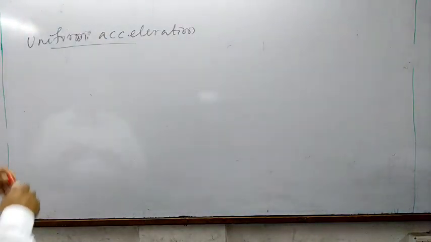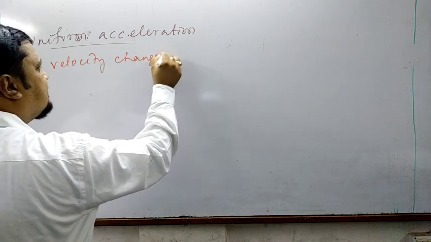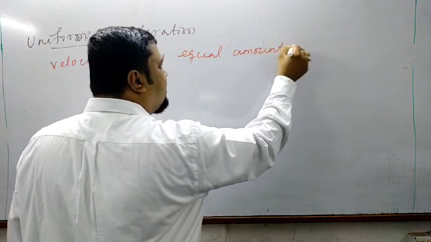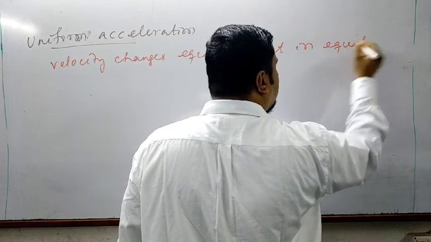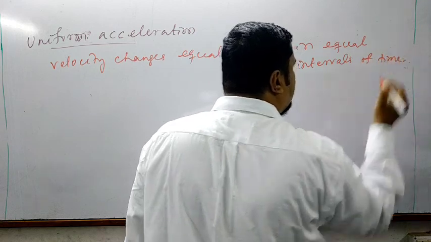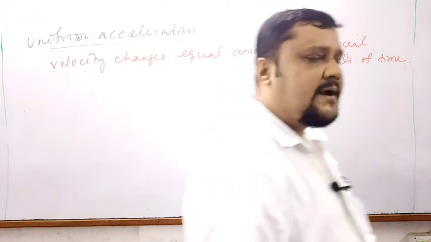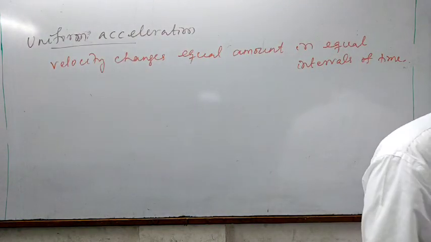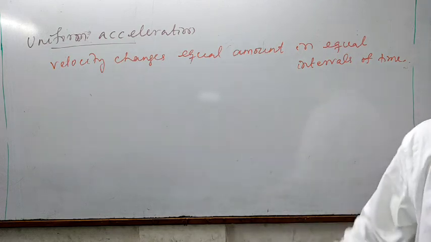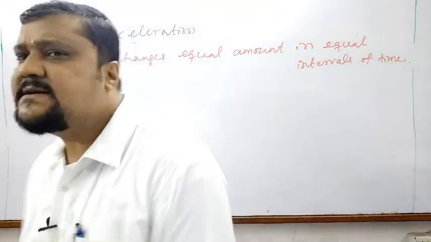If the velocity changes in equal amounts in equal intervals of time, however small these time intervals may be, then the acceleration is called uniform acceleration.